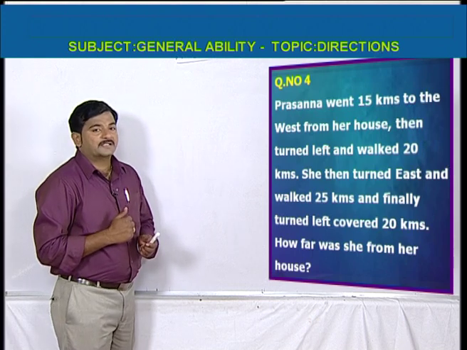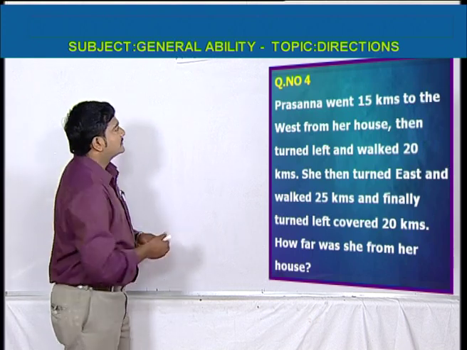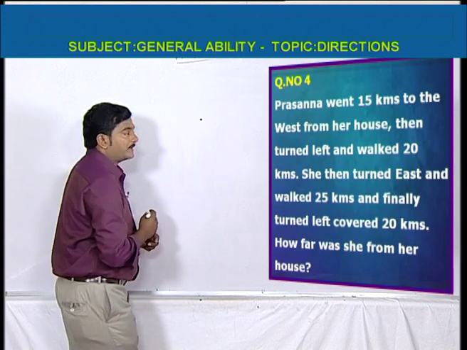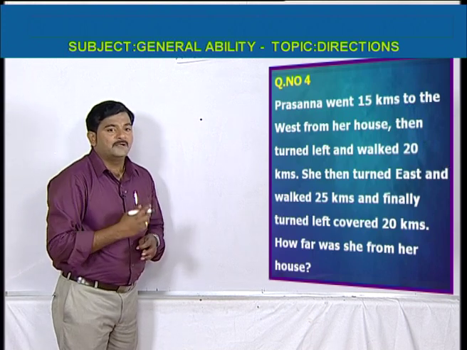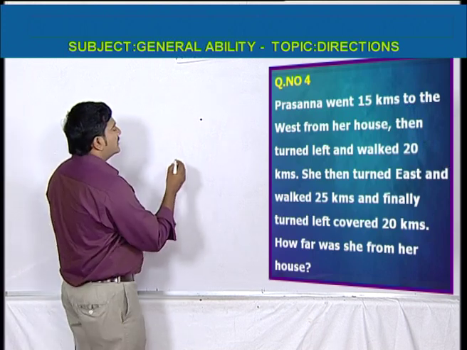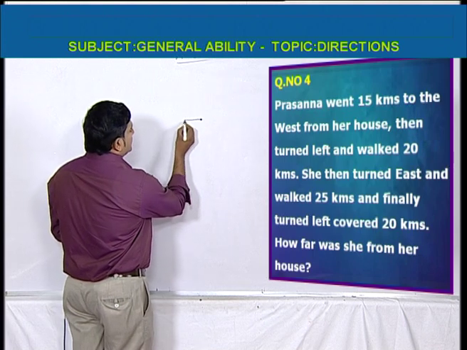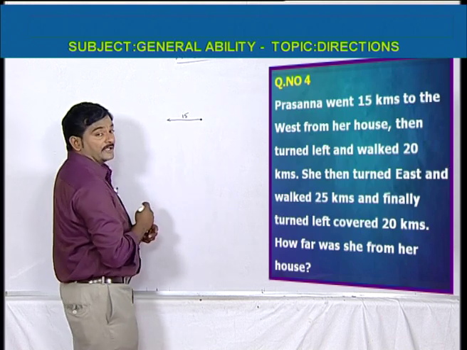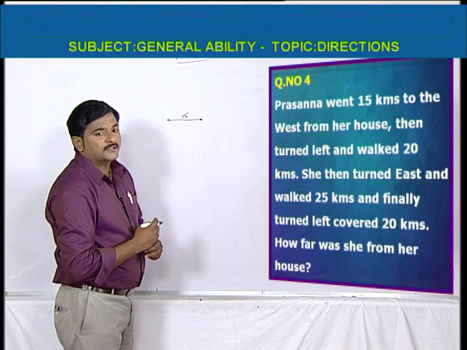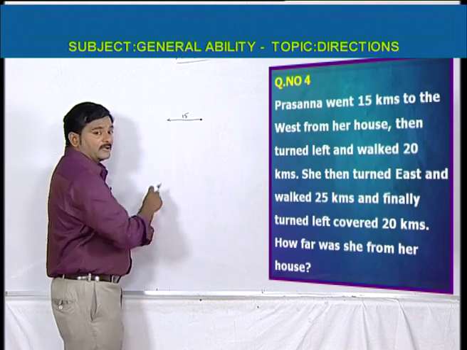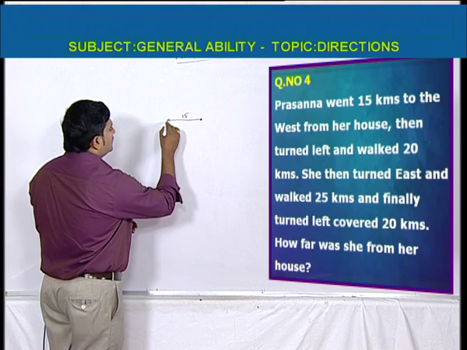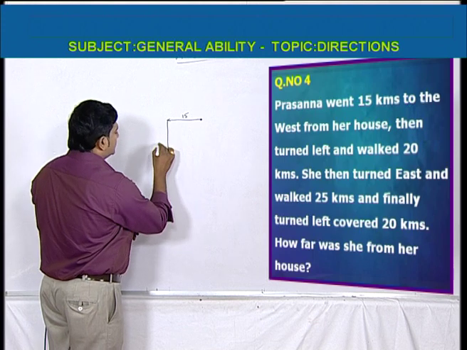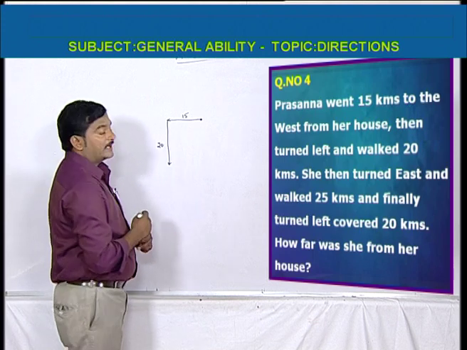He mentioned Prasanna went 15 kilometers to the west. Let us take a starting point. Prasanna went 15 kilometers to the west from her house. Think that this is the west direction, as we know already. Then she turned left and walked 20 kilometers. You need to get the accurate diagram.